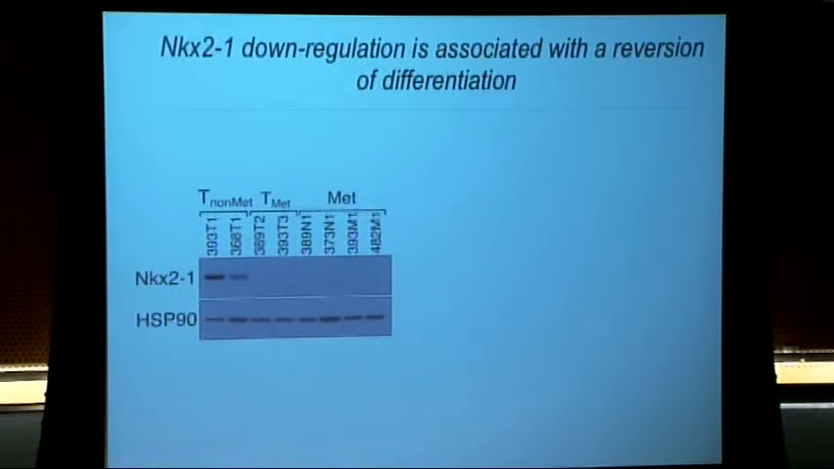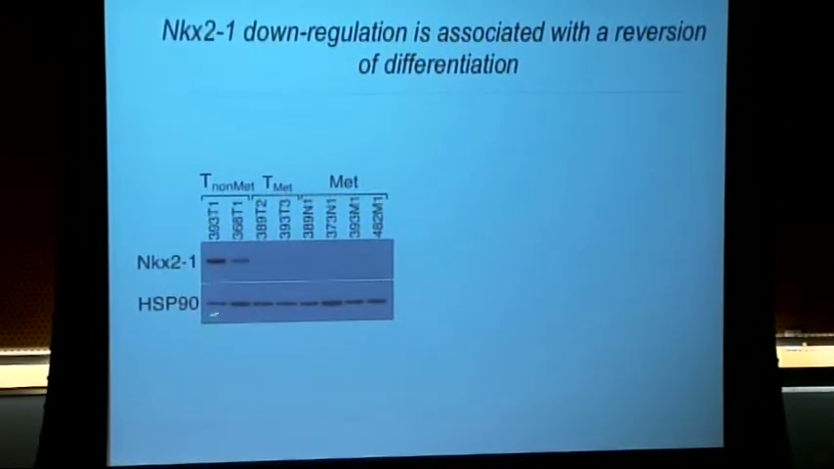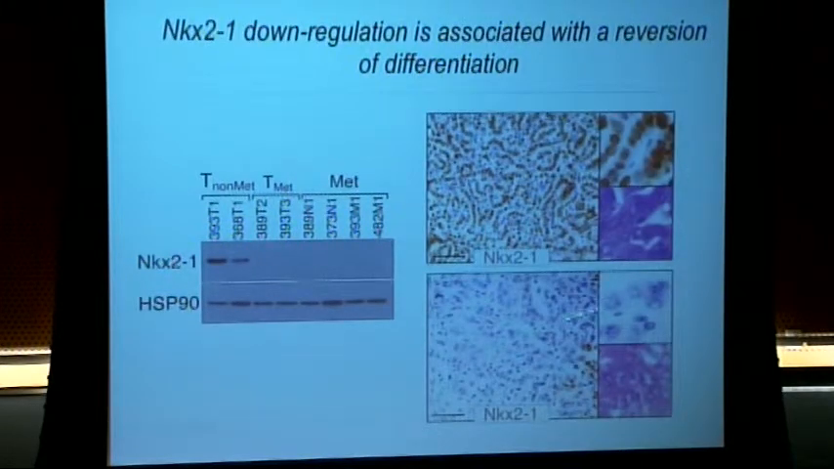And he focused on one transcription factor called NKX2.1. It's a homeobox transcription factor, which is important in lung development and goes from being expressed in the tumors to being inactivated, inhibited in the tumors, expressed in early stage disease, not expressed in later stage disease, in the metastatic stages of the disease. These are cell lines, but you can also see this in tumor tissue.